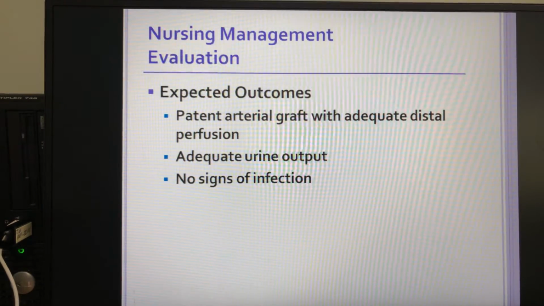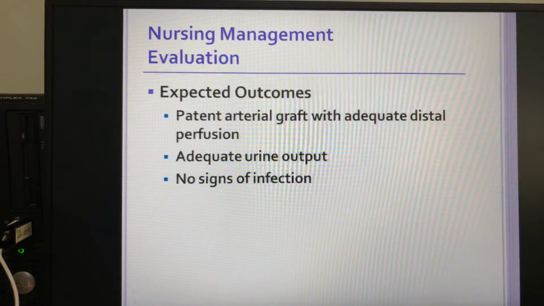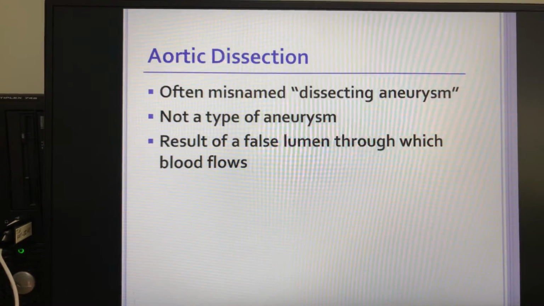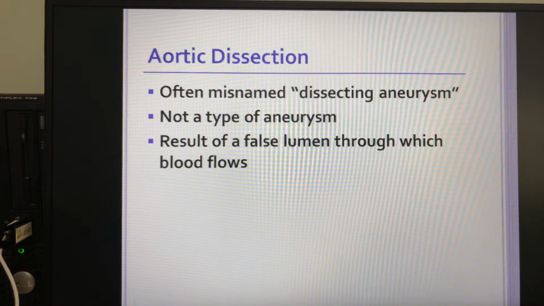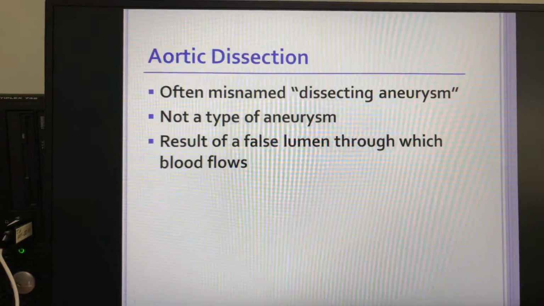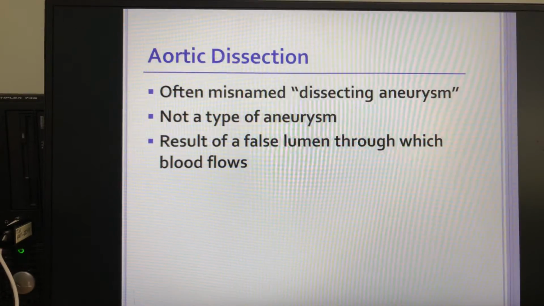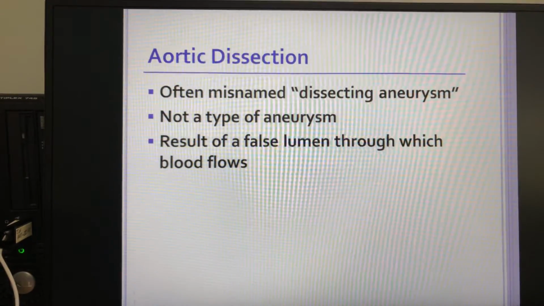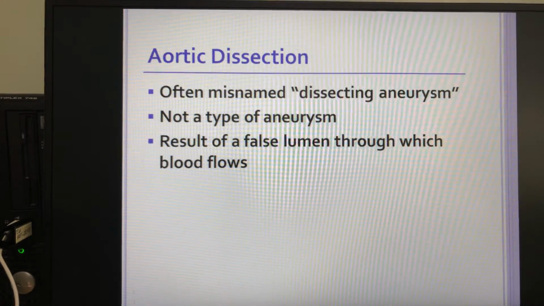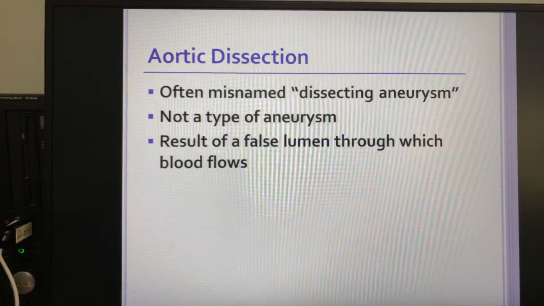Now, the next slide is going to talk a little bit about aortic dissection. That dissecting aorta. So a lot of times, aortic dissection, again, I just said dissecting aneurysm is usually what it is referred to. And an aortic dissection results from the creation of a false lumen between the intima, which is the inner lining, and the media, which is the middle layer of the arterial wall.